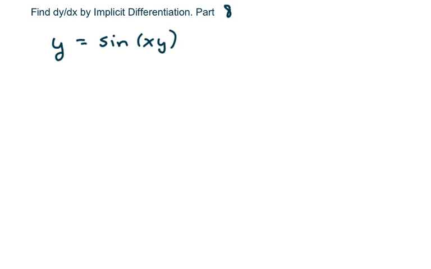Hi everyone, we're going to find the derivative of y with respect to x by implicit differentiation. We have two trig functions we're going to use, so we can go ahead and get started and differentiate.